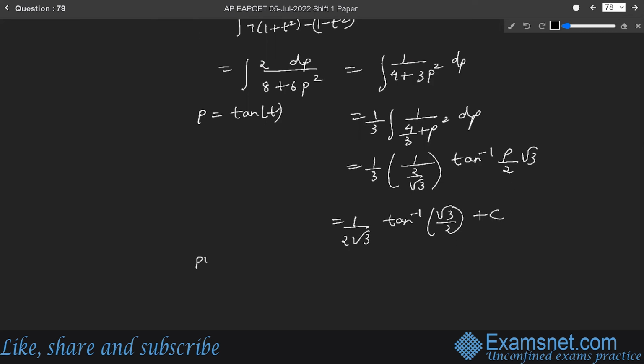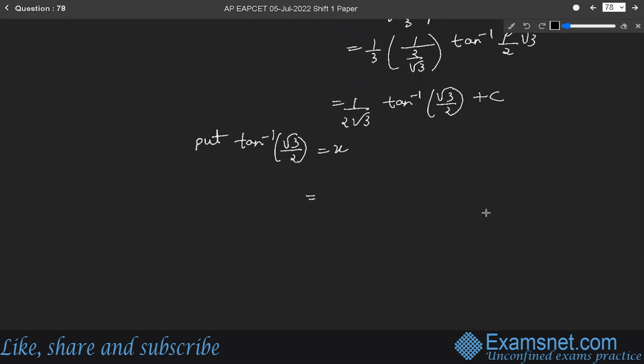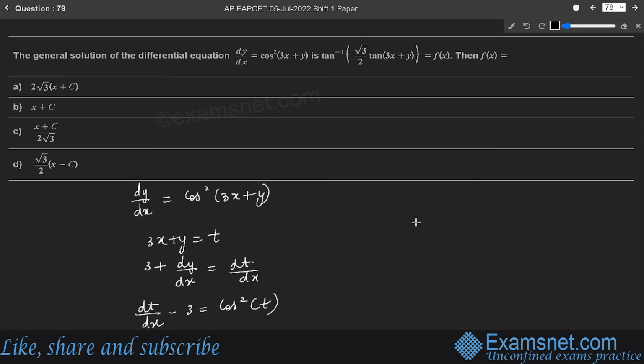So here put tan inverse (root 3 by 2 tan t) is equal to x. So it becomes 1 upon 2 root 3 into x plus c. So it will be 2 root 3 is equal to x plus c. Therefore, we can say that the correct option for this question is 2 root 3 into x plus c, which is option number A here.